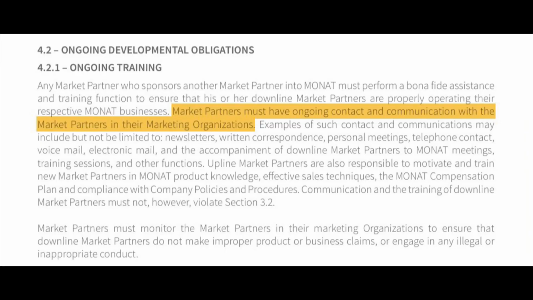So let's begin with section 4.2, specifically section 4.2.1, which talks about training. And this one is very important. Based on the second sentence that I'm going to read, it says market partners must have ongoing contact and communication with the market partners in their marketing organization. So here the word marketing organization refers to your upline. And it basically says here that every market partner needs to be always in contact with their upline.